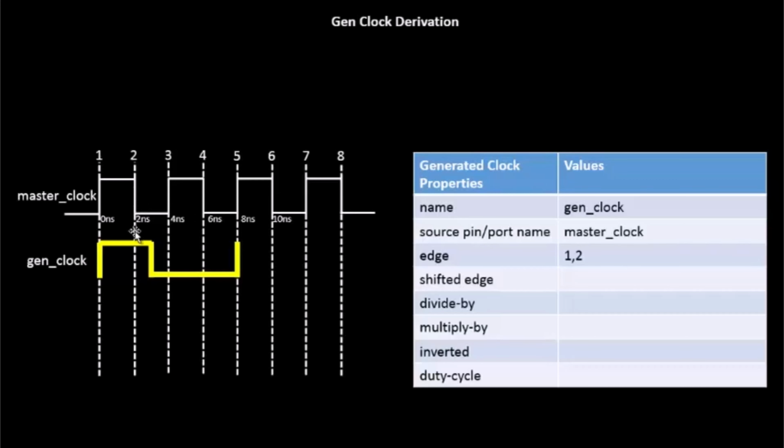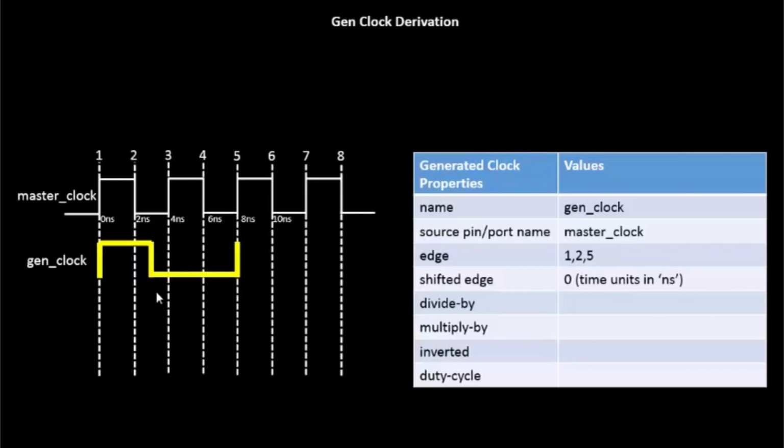So now this is where your shifted edge comes into picture. So shifted edge says that this edge is shifted by how many nanoseconds from your master clock. So for example, let's say this is your first edge. Basically, the rise edge of the gen clock is on the first edge of the master clock. Now we have to say that the rise edge of the gen clock is shifted by how many nanoseconds from the first edge of the master clock. And over here the answer is 0. So let's put a 0 over here.